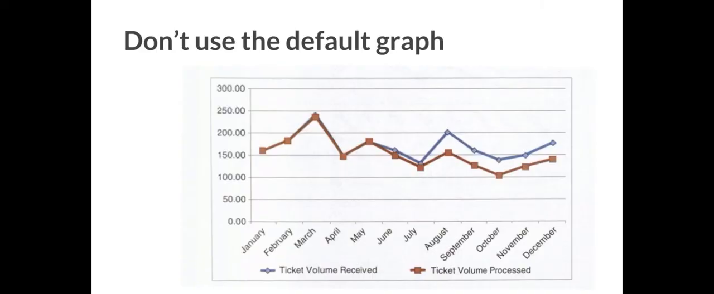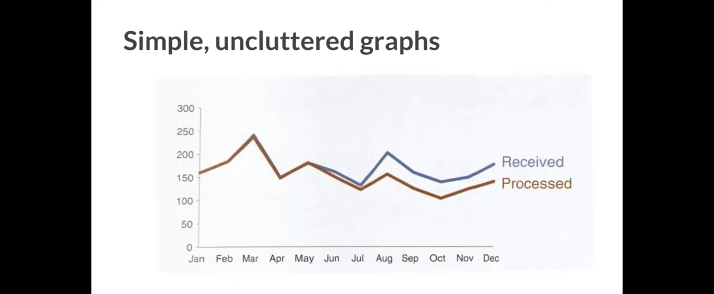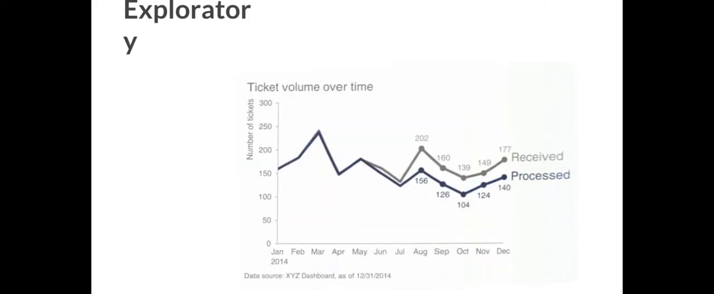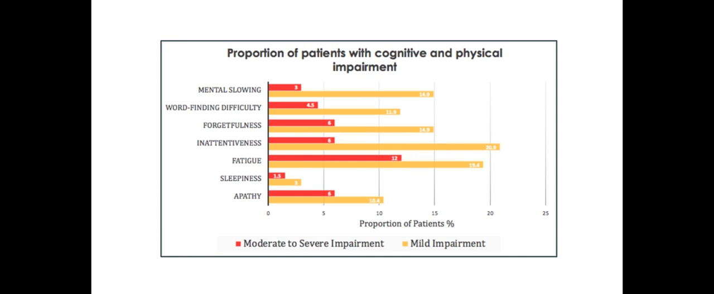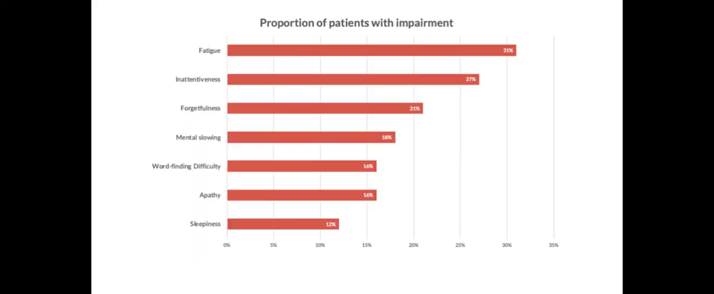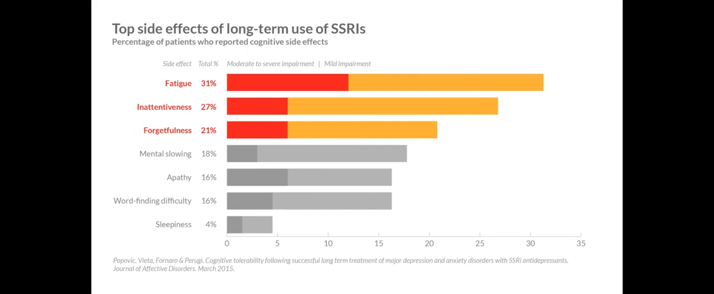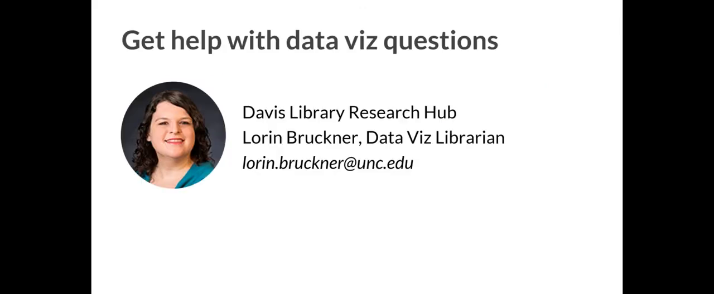If you want to use graphs and charts in your presentation, don't use the default graph. You do want to stick with something that is simple and uncluttered. You might want to go with exploratory or explanatory, or something that combines a little bit of everything but still is easy to read. That's even easier to read. Or maybe you come up with a combination like this. For more help with data visualization, you can contact Lauren Bruckner and the Davis Library Research Hub.